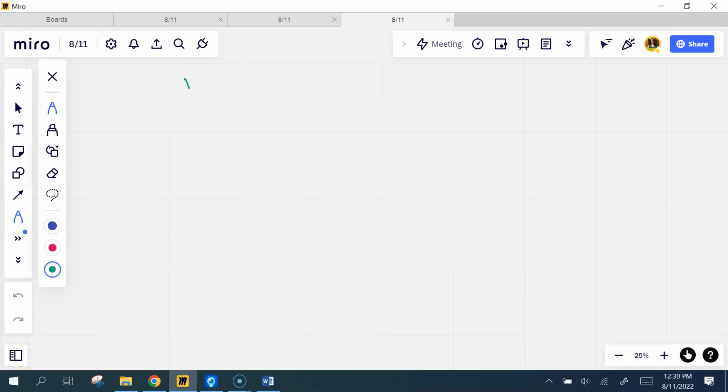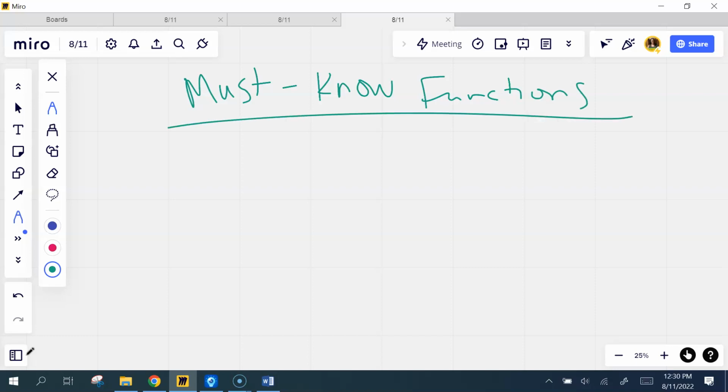Must-have functions. There are 12 of them. We'll do the first six. I'll let you take a brain break, then we'll do the last six. You're welcome.